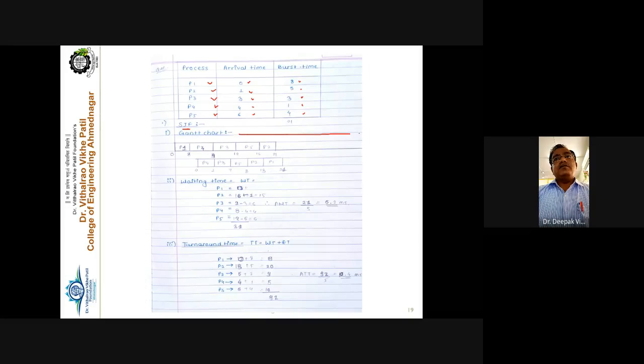See carefully. At arrival time 0, only one process, P1, is present in the system. P1 is taken for execution at the 0th millisecond and it will continue execution up to 1 millisecond. Now at 1 millisecond, the next process arrived, that is equal to 5. Now P1 is equal to 7 and P2 is equal to 5. So the next process, P2, is taken for execution.